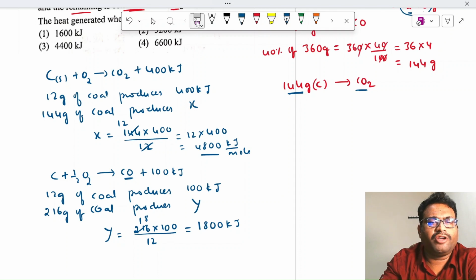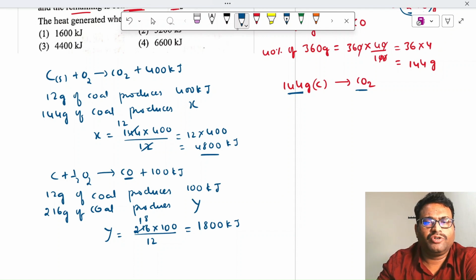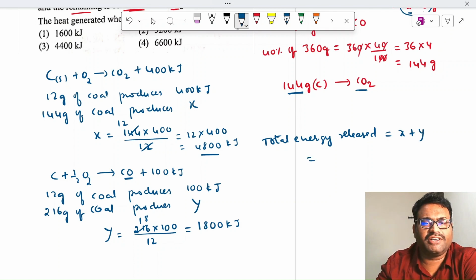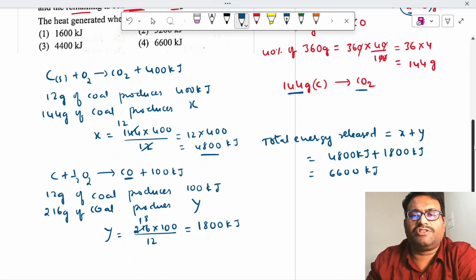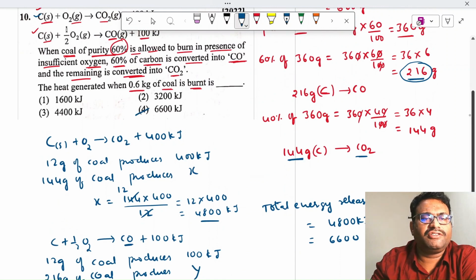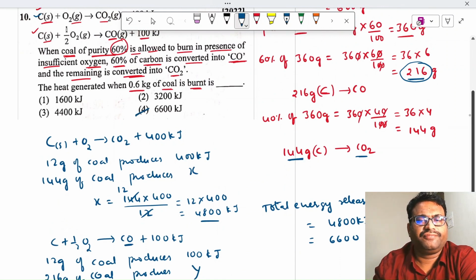So totally, how much energy is released? Total energy released is equal to X plus Y. X is 4800 kilojoules plus Y 1800 kilojoules. That is equal to 6600 kilojoules. So 6600 kilojoules of energy is released. So here is the answer. Understood.